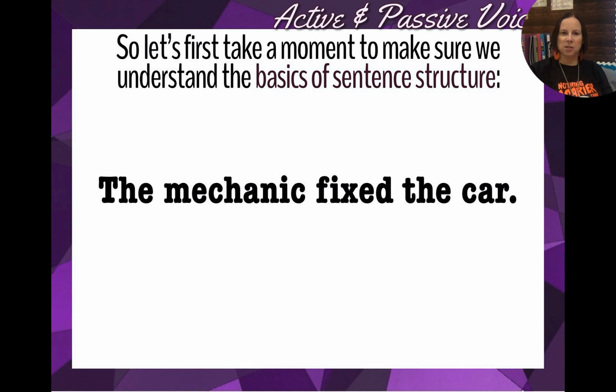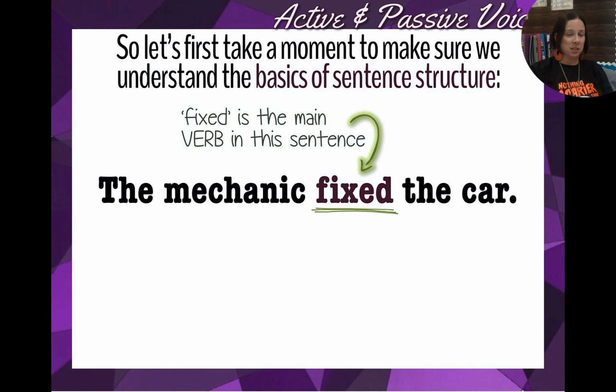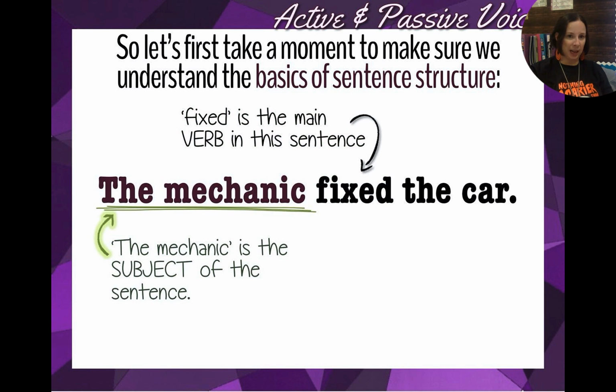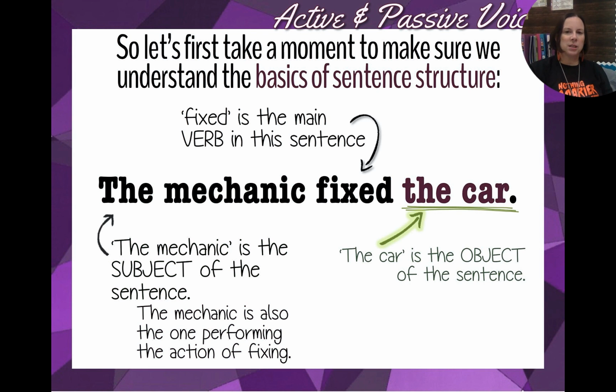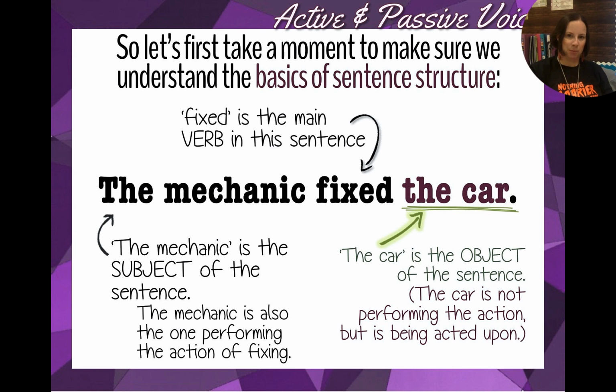The mechanic fixed the car. So we have fixed as our verb, and then we have the mechanic, which is the subject. Okay? So the mechanic is also the one performing the action of fixing. The car is the object of the sentence. Fix what? The car. So that's being used as a direct object. Okay? The car is not performing the action. It is being acted upon.